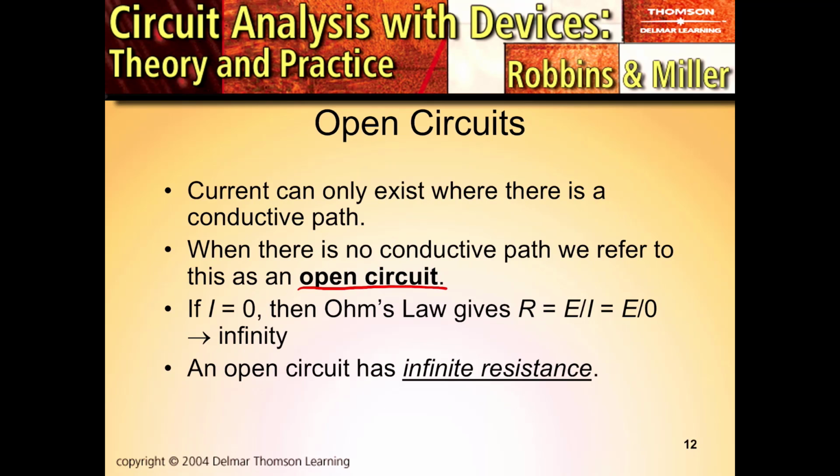If I equals 0, then Ohm's law gives us a resistance value of E divided by I, or E divided by 0, which equals infinity. So that's where we say an open circuit has infinite resistance. And that's what we said when we looked at the value on an ohm meter in the lab of an open switch, or a switch that was in the off state. We read OL on the meter, which we said was infinite resistance.